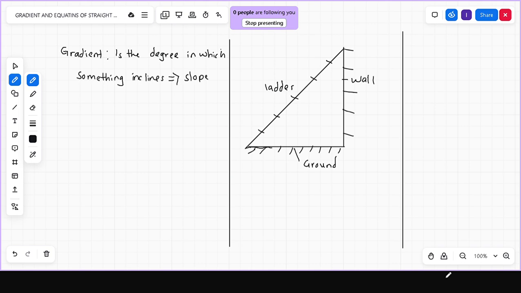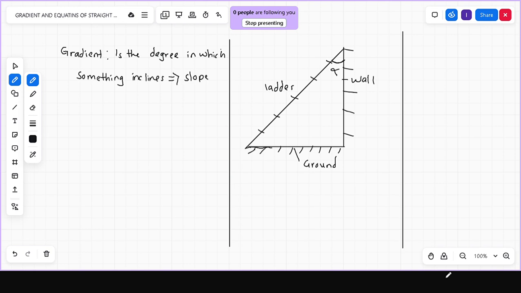An example of an object being inclined is the one I've just drawn on the board here. We have a ladder which is inclined against a wall at this particular angle. Let me call this angle alpha. So the ladder and the wall make an angle alpha. The degree to which this ladder is inclined against the wall is called the gradient or the slope. The ladder also makes another angle with the ground.